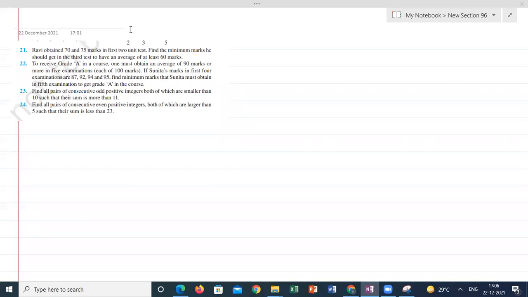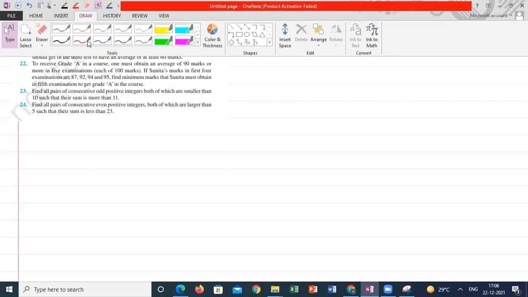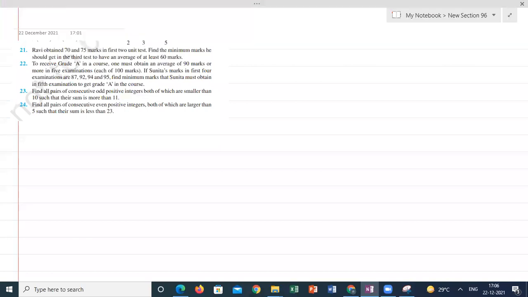Question number 21: Ravi obtained 70 and 75 marks in the first two tests. Find the minimum marks he should get in the third test to have an average of at least 60. So the third test he doesn't know, so let's assume the third test marks is X. The average of all the three test marks at least means it should be greater than or equal to, or just greater than. Students, what is meant by at least?